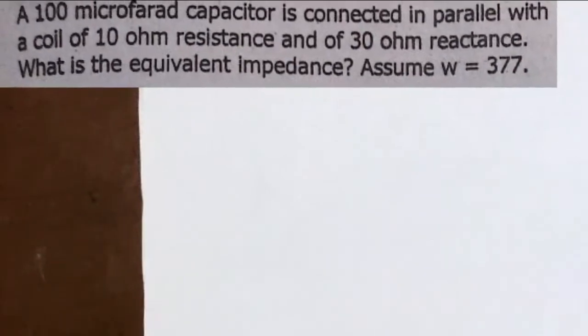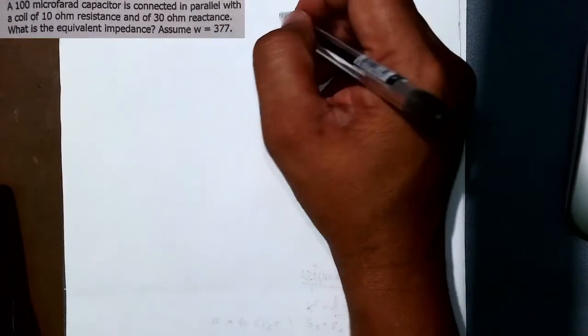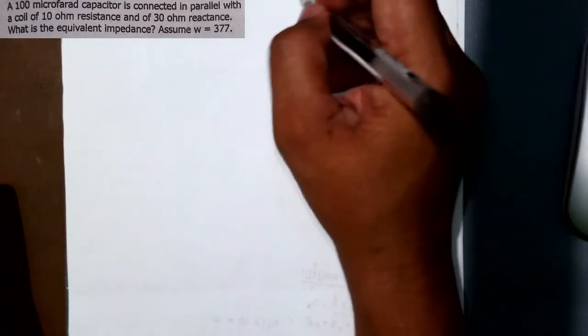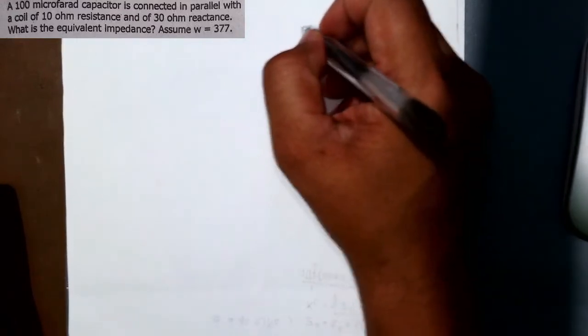Let me read the problem. A 100 microfarad capacitor is connected in parallel with a coil of 10 ohm resistance and a 30 ohm reactance. What is the equivalent impedance? We assume that omega is equal to 377.